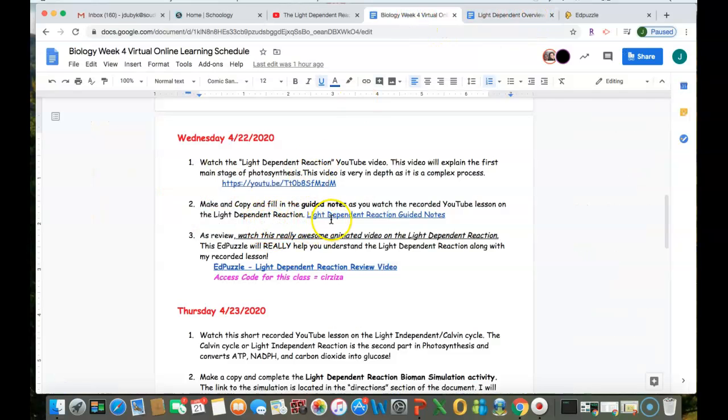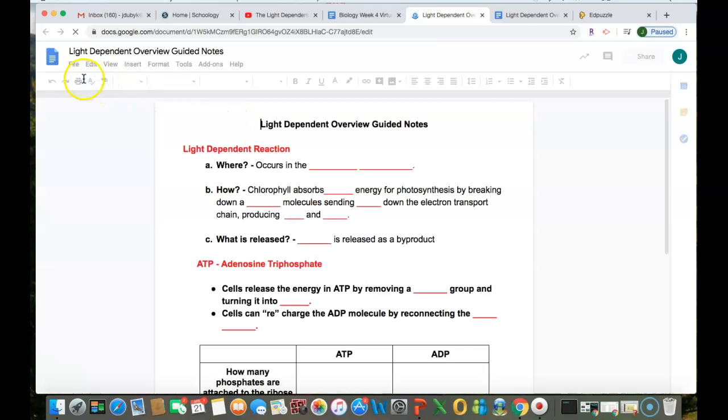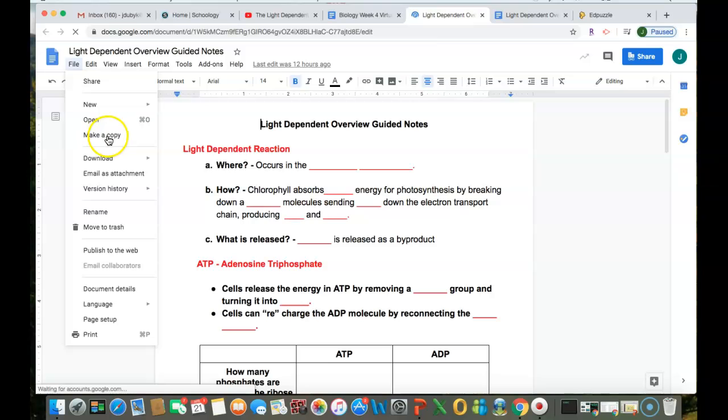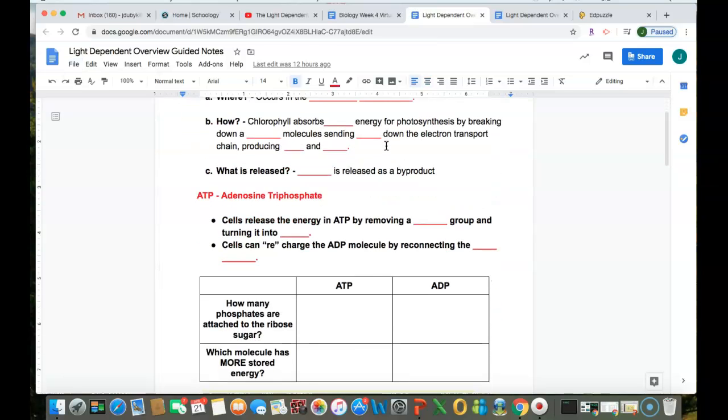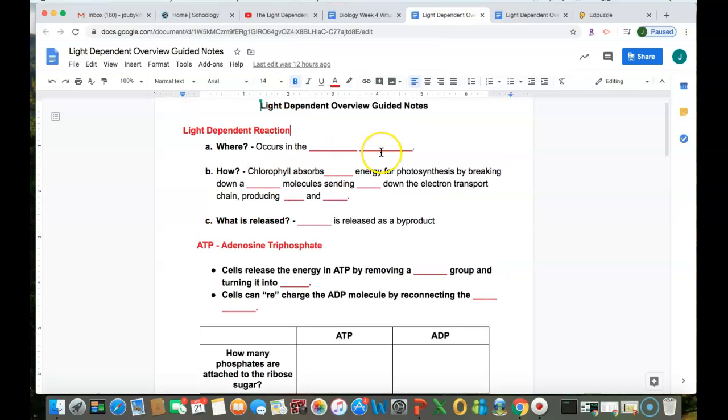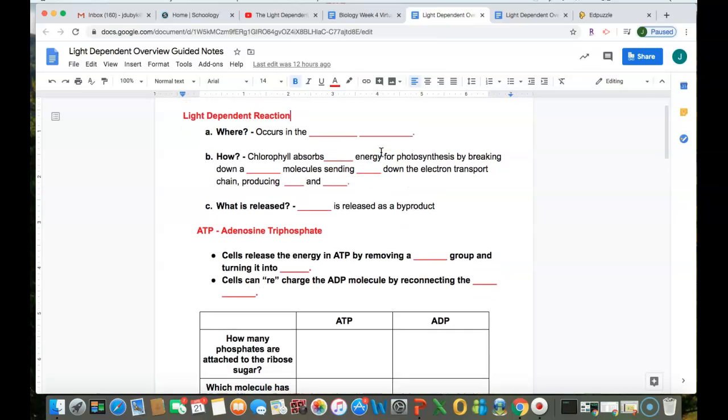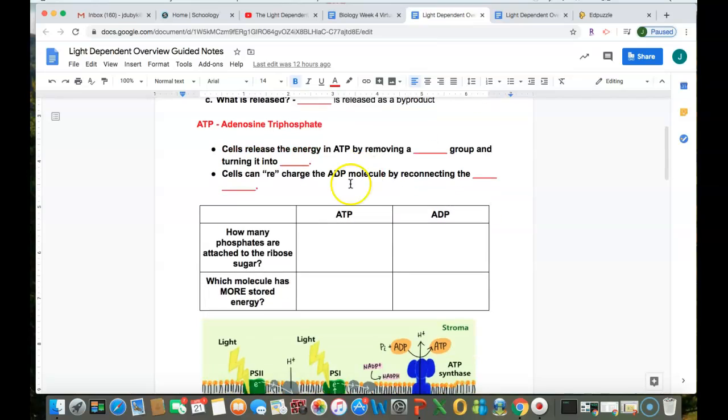Along with the YouTube video, I have provided you with the guided notes. Again, click on the guided notes here that goes along with the YouTube video. Select file, make a copy, and you should be good to go to fill in the notes. Anywhere where you see a red line, make sure you fill in the notes from the video. This chart is something new. It's not included in the YouTube video, but the information is provided in there.